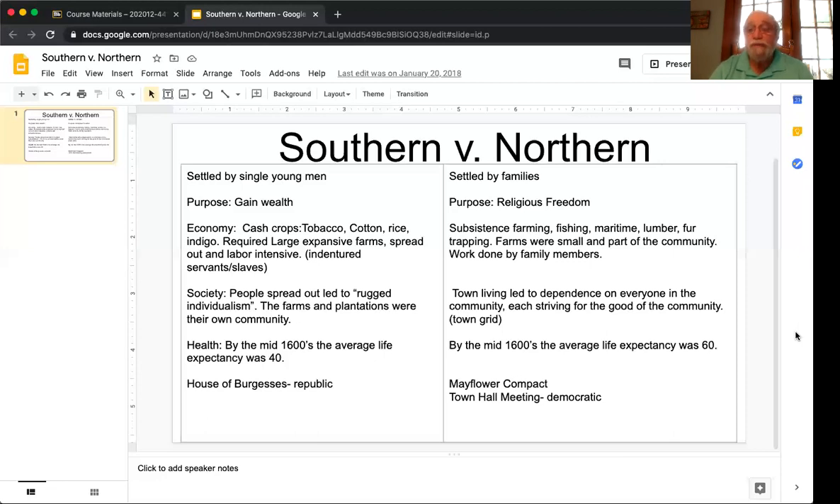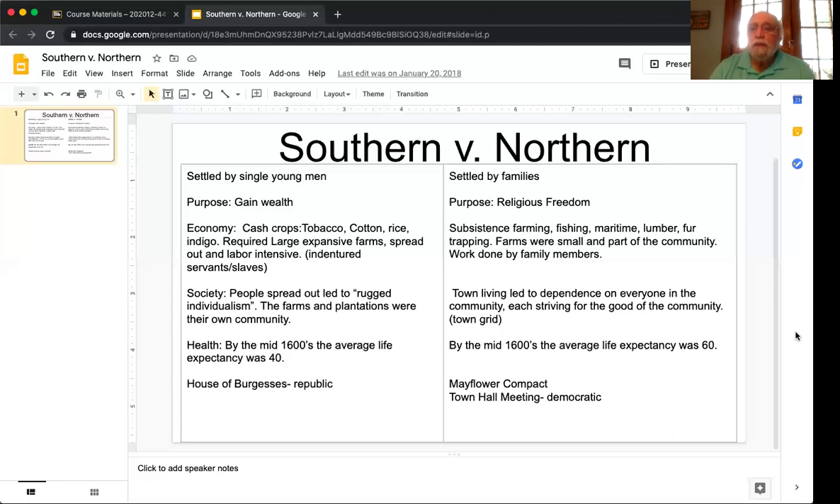It's colder, which some would suggest makes it actually more healthy. As a matter of fact, the northern colonies enjoyed a very, very long life expectancy for its time. By the mid 1600s, average life expectancy was 60 years old. So it's 20 years older than the Virginia experience.